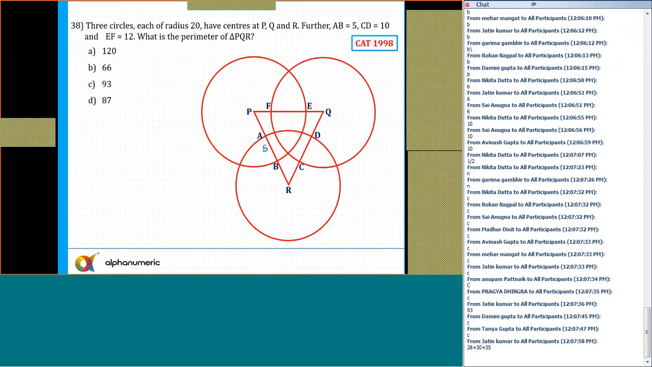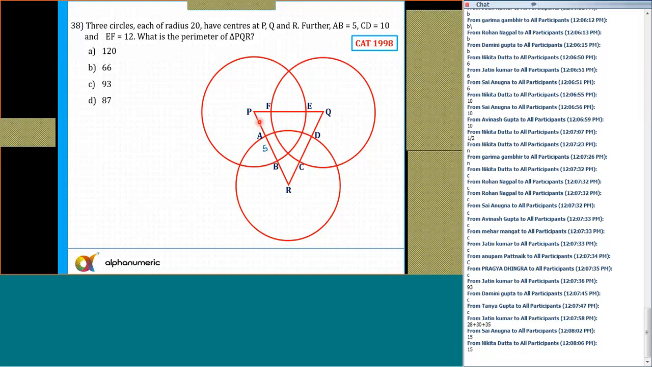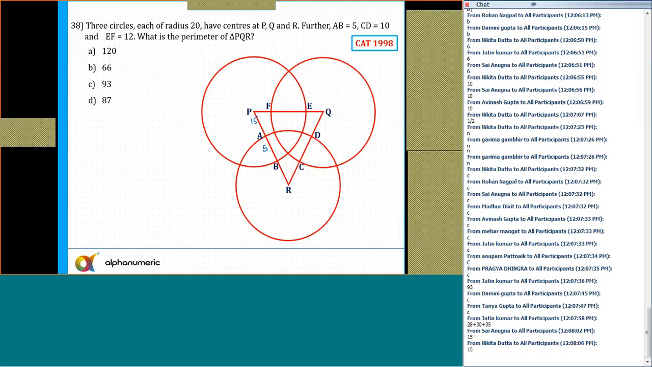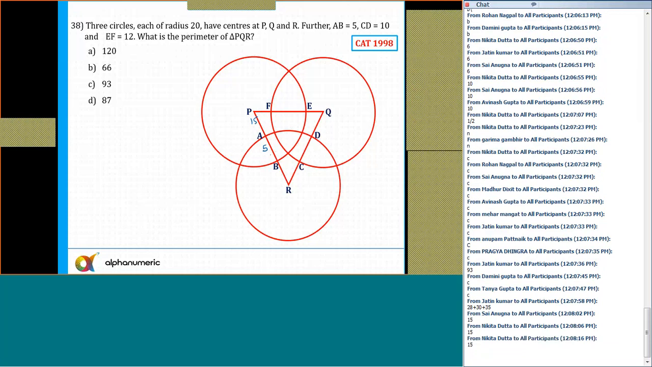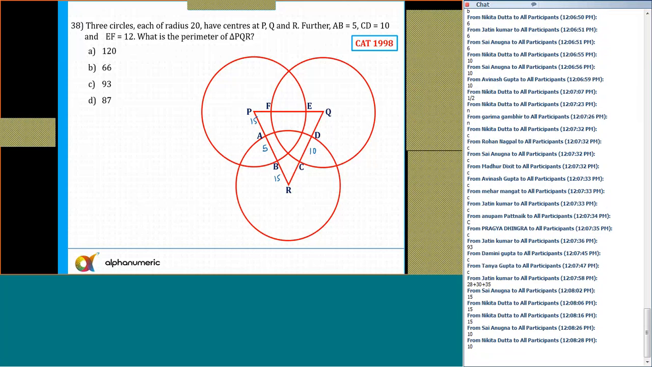And the radius is 20. So if the radius is 20, P to B is 20. So what is the length of PA? It must be 15. That's right. So the length of PA is definitely 15. Okay. Similarly, what is the length of RB? R to A is a radius. So I can say AB is 5. So R to B is also equal to 15. 15 plus 5, 20. Now CD is equal to 10. And RD is a radius and RD is 15. CD is 10. So RC is equal to 5. Similarly, QD is also equal to 5.